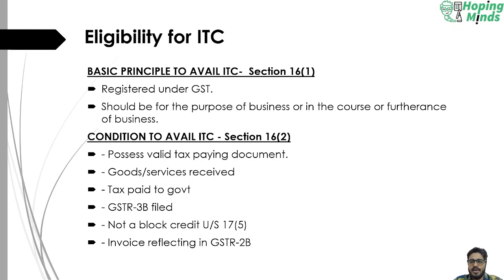Next, invoice reflecting in GSTR 2B. So input tax credit cannot be claimed if the supplier of goods or services against which the input tax credit has to be availed has not filed the corresponding GSTR 1 return and hence it is not reflecting in the recipient's GSTR 2B returns. So these are the conditions under which input tax credits can be availed.